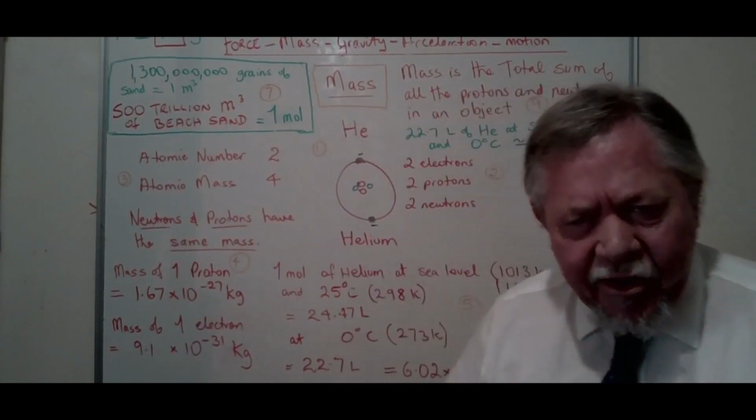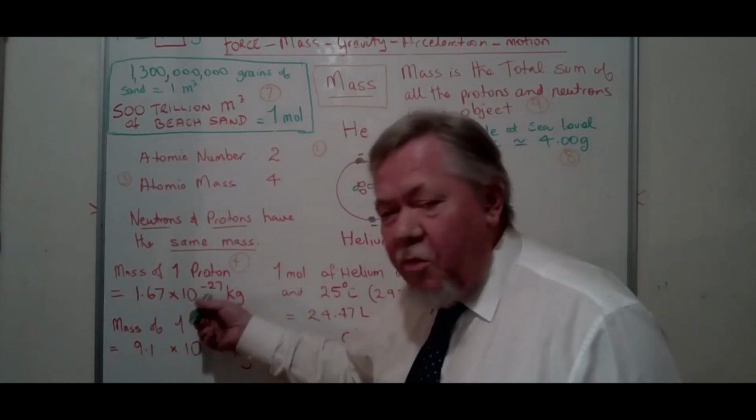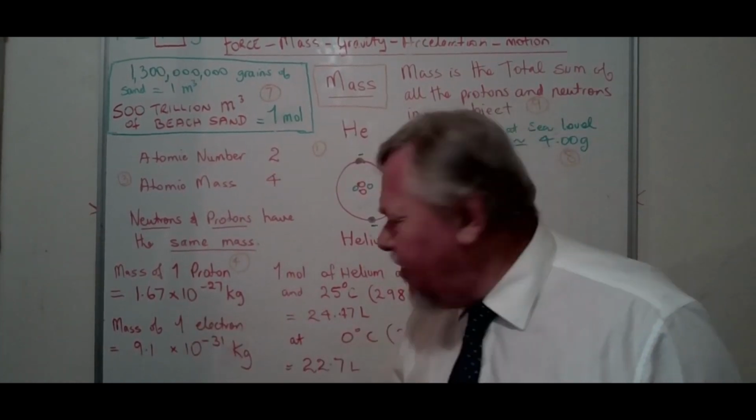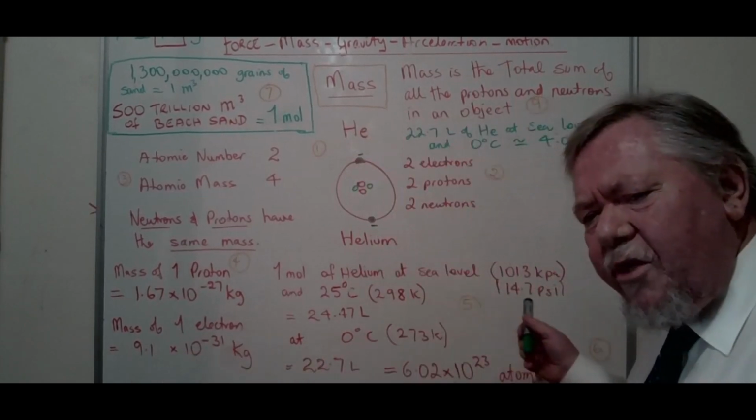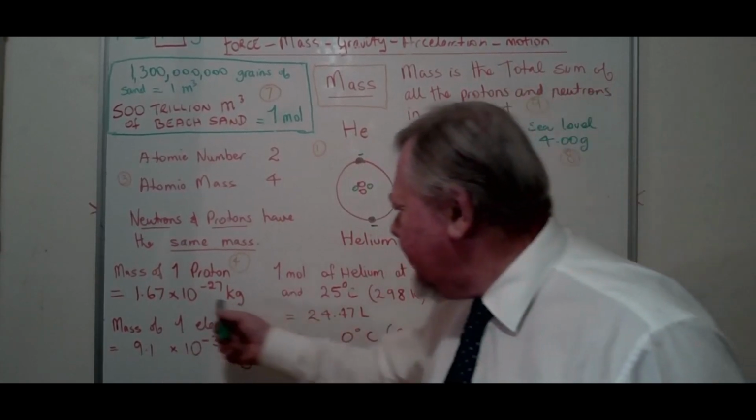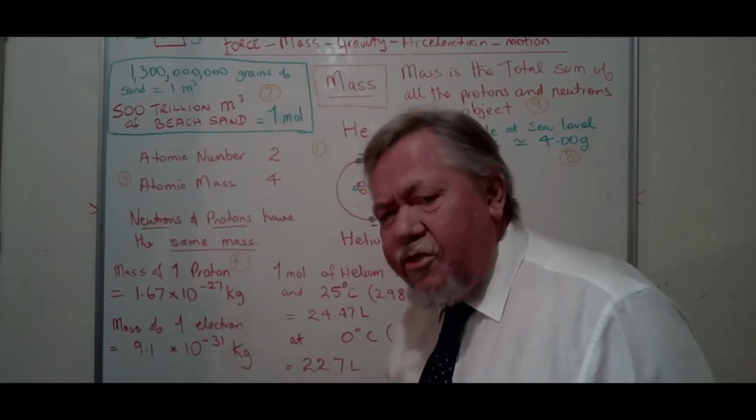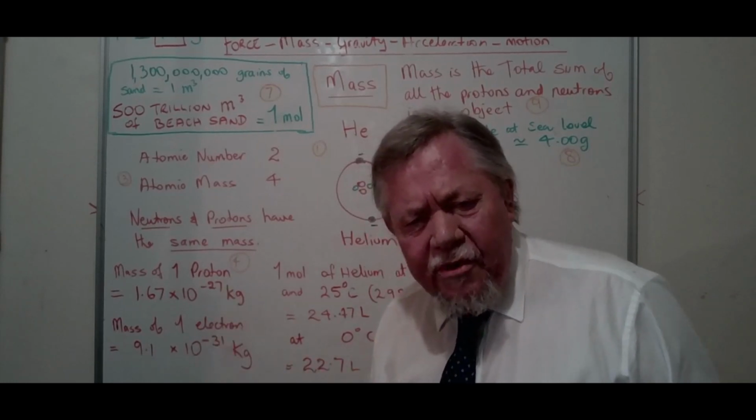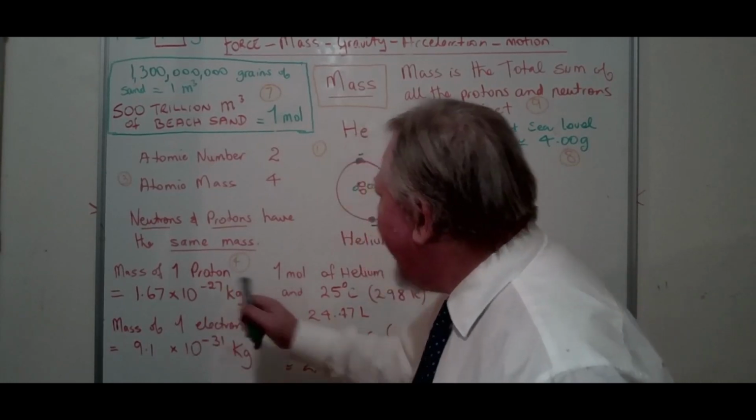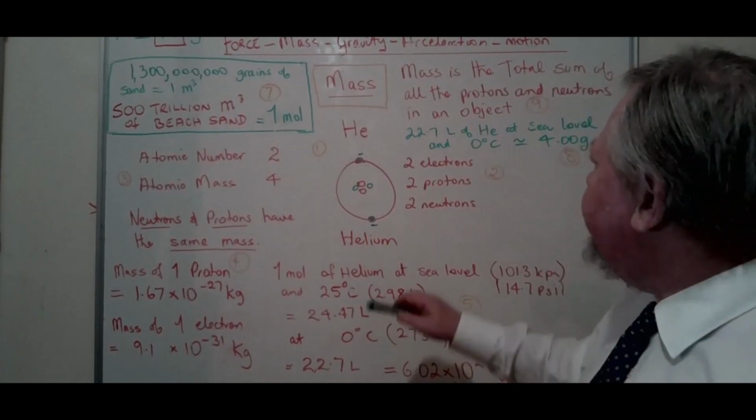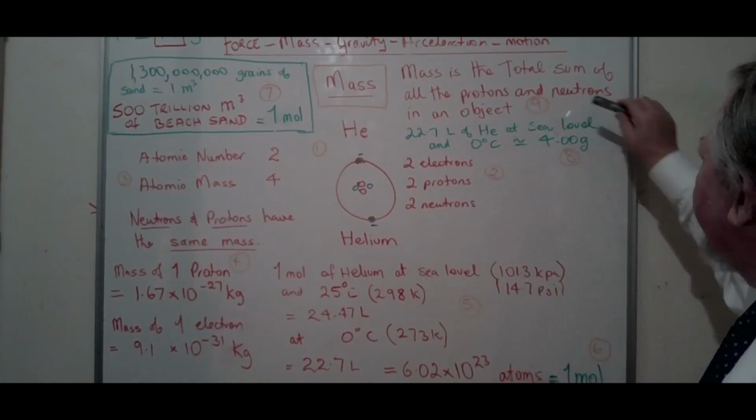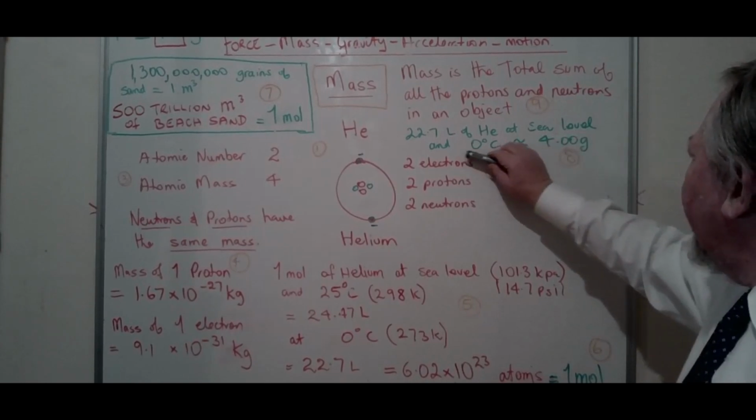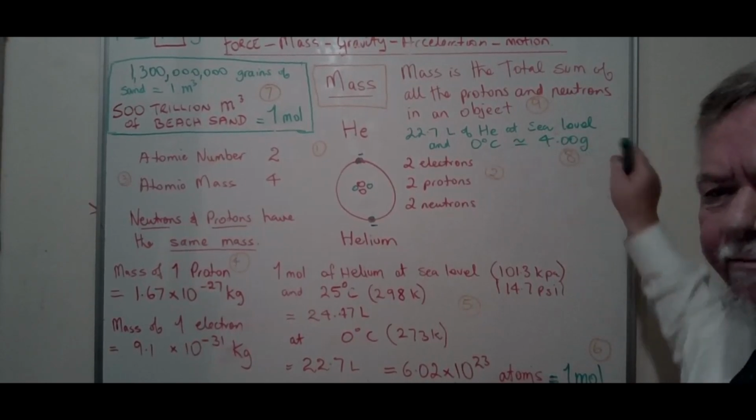That's why we don't care about the mass. This is still pretty small though, 10 to the minus 27. So it's still quite a small amount. Many zeros backwards, 10 to the minus 27. So a proton is very small. However, the point about that is this. Because the 22.7 litres of helium at sea level and 0 degrees weigh 4 grams.